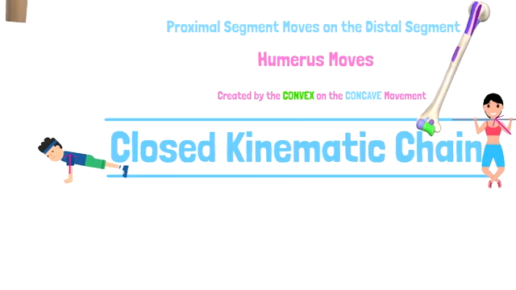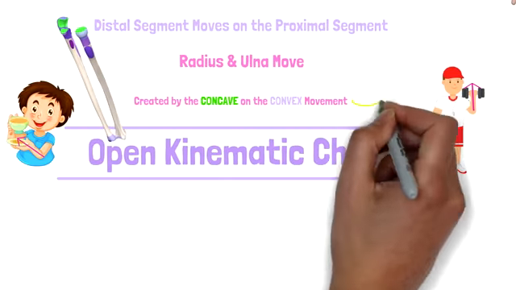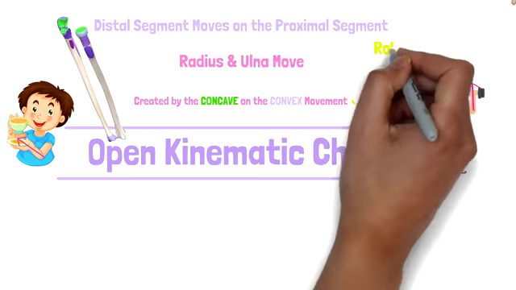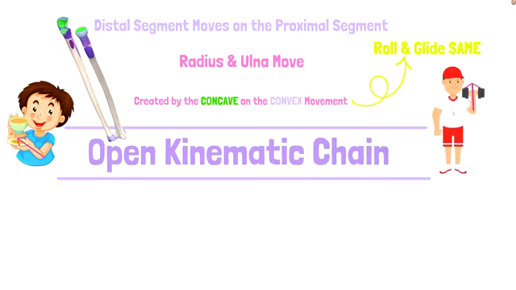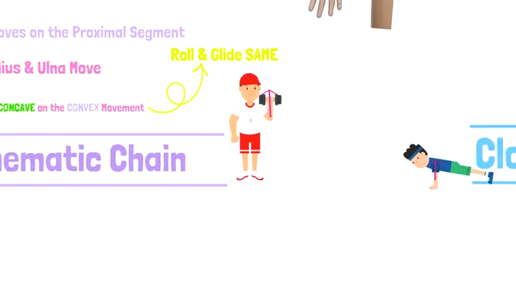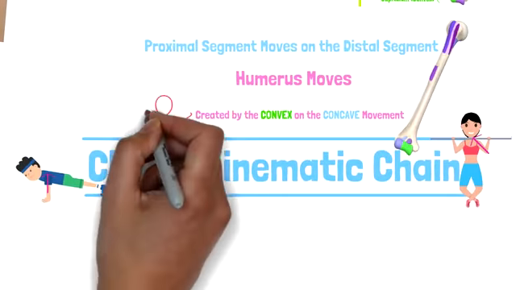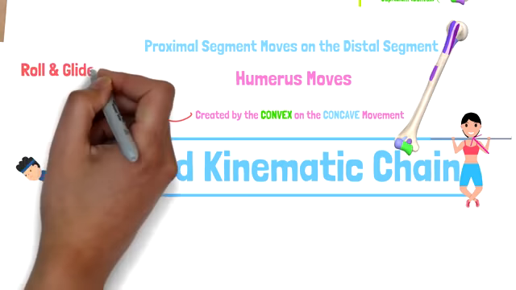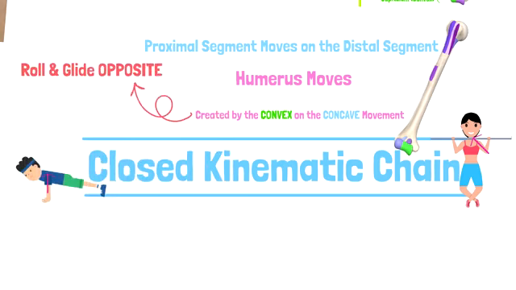Remember, when a concave object moves on a convex, the roll and the glide will occur in the same direction. But when a convex object moves on a concave, the roll and the glide will occur in opposite directions.